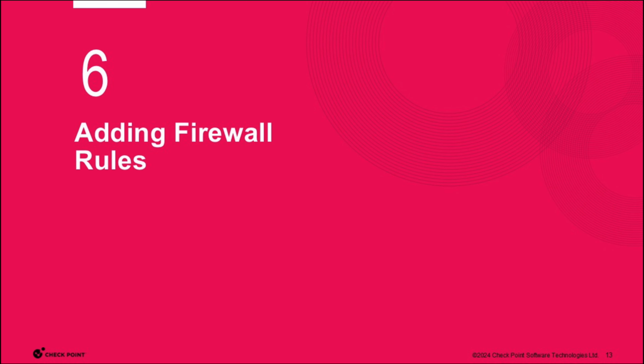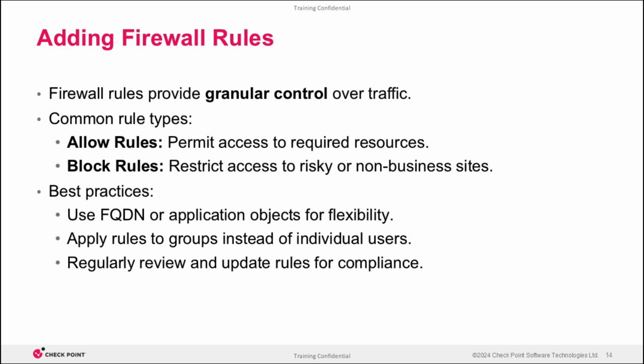Let's talk about how to add a firewall rule. Firewall rules provide granular control over traffic. Common rule types include allow rules for required resources and block rules for risky or non-business sites. Best practices include using fully qualified domain names or application objects for flexibility, applying rules to groups instead of individual users, and regularly reviewing rules for compliance.